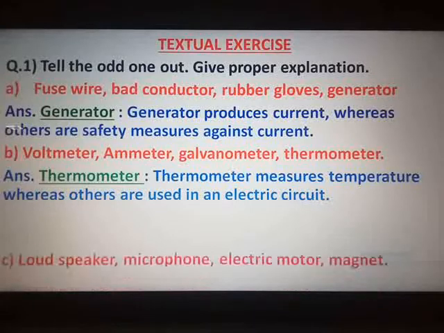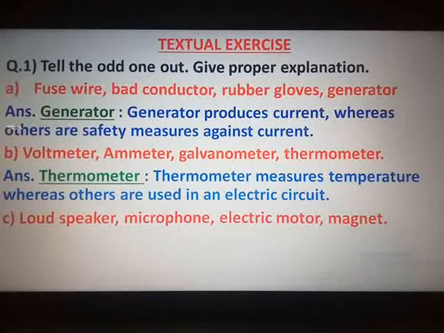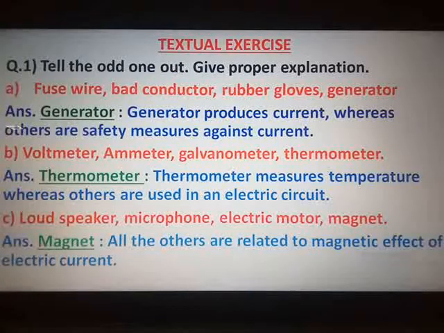The next one, loudspeaker, microphone, electric motor and magnet. Very quickly you can say it is magnet because all the others are related to the magnetic effect of electric current. With this, question number 1 discussion is over.